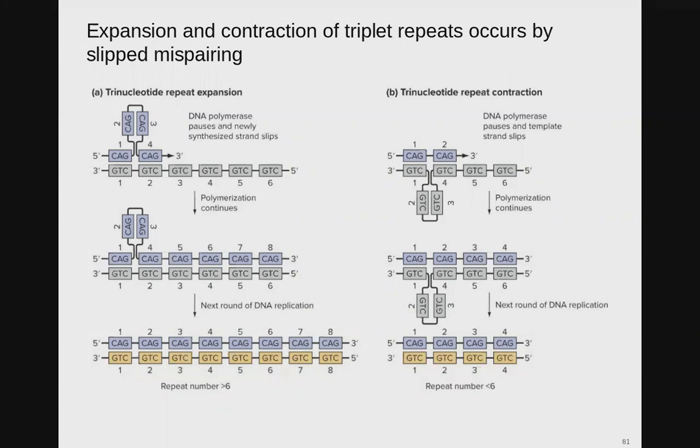So we're going from, in this case, 1, 2, 3, 4, and then this slipping increases the amount to greater than 6 here. So again, it seems to just be getting tripped up. Now the opposite: the DNA polymerase pauses, and the template strand seems to slip, and these essentially get contracted out of the genome. So, a complete opposite process. One gets essentially incorporated in, one gets essentially excised out.